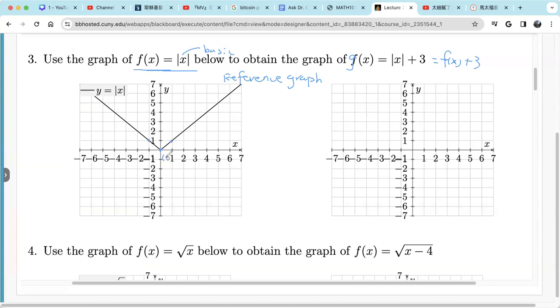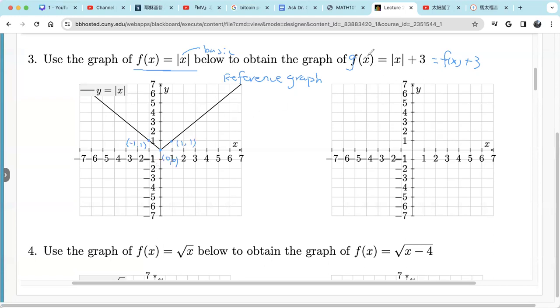Let's pick these 3 points to work with. This point is the origin, 0, 0. This point is 1, 1. This point is -1, 1, because the absolute value of -1 is 1, and the absolute value of 1 is 1. Absolute value of 0 is 0. So pick these 3 points to work.